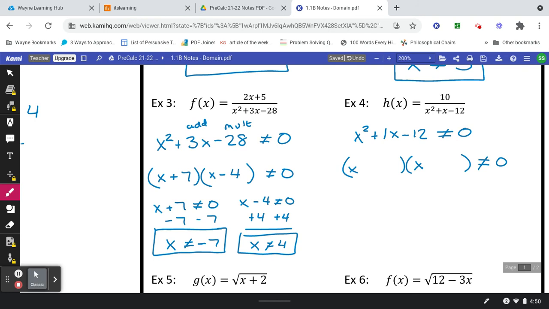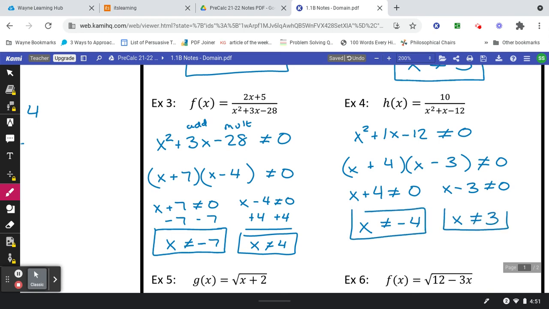Hopefully you were able to come up with the numbers 4 and 3. 4 has to be positive, 3 has to be negative. Then you can say each of those is not equal to 0. Again, skipping as many steps as you want here. I'll skip this last step. I'll just subtract in my head. And over here, I'll add 3 in my head. So there we go. X is allowed to be any number except for negative 4 and positive 3.